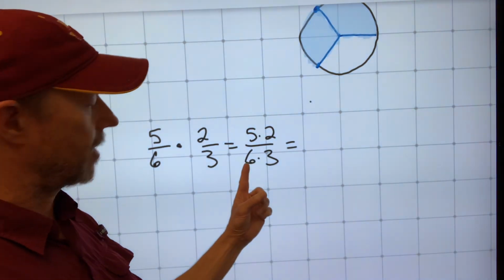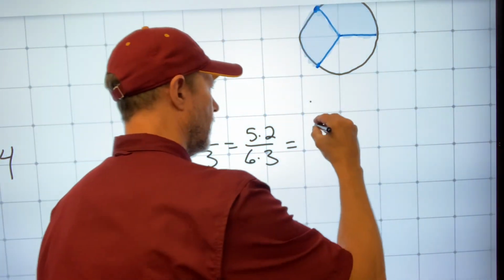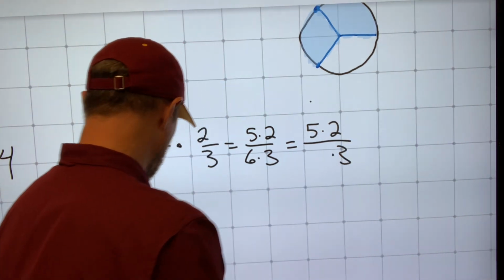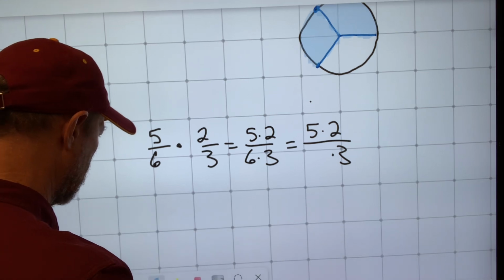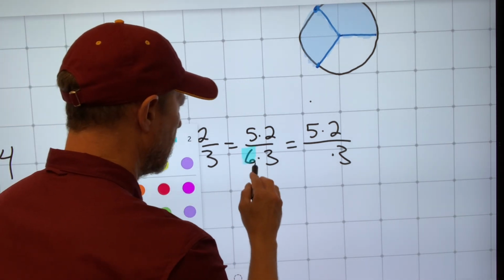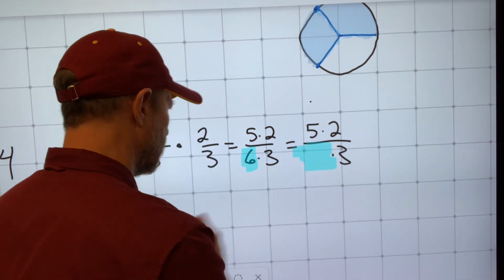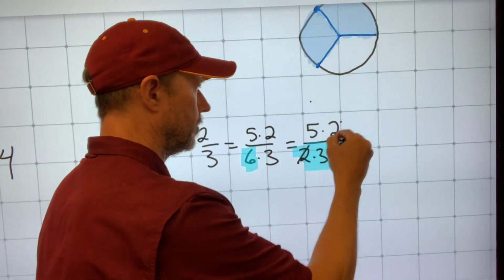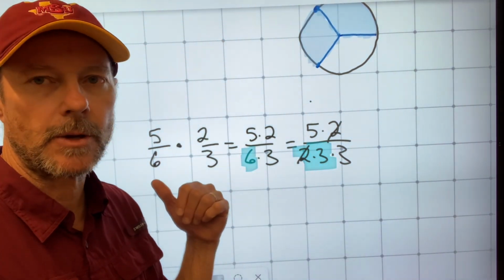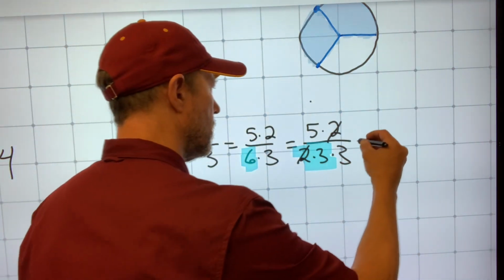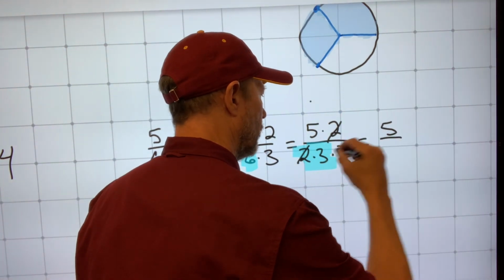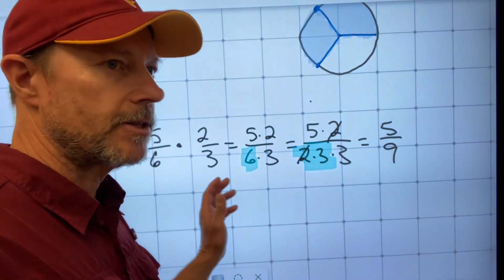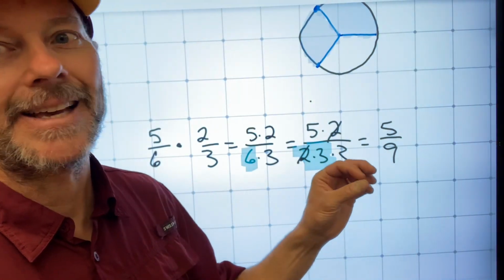What we want to do is take this 6 and factor it now. So I have 5 times 2 over, I have that 3 already. Now I'm going to rewrite this 6. This 6, I'm going to rewrite it as 2 times 3. Well, the 2's reduce, just like a while ago when we did 1/2 times 8, we had the 2's reduced. So now we have 5 over 3 times 3, which is 9. 5/9. So 5/6 of 2/3 of a pizza is 5/9 of the pizza.